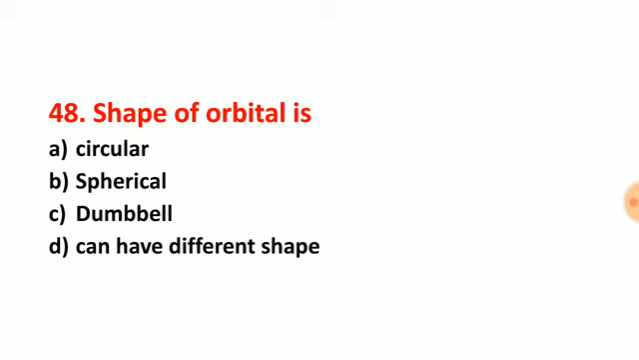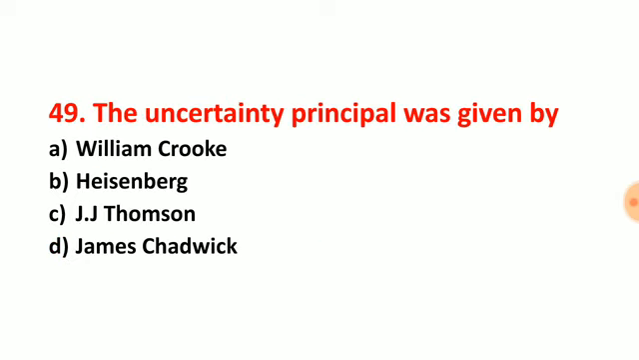The shape of an orbital can be circular, spherical, dumbbell, or have different shapes. Option choice D is the correct answer because s has one shape and p, d, f have their different shapes. Option choice D is the correct answer for question number 48. Question number 49, the uncertainty principle was given by Heisenberg, who gave the concept of uncertainty. This is an important question of physics and chemistry in class 11 and 12. So the concept of uncertainty was given by Heisenberg.